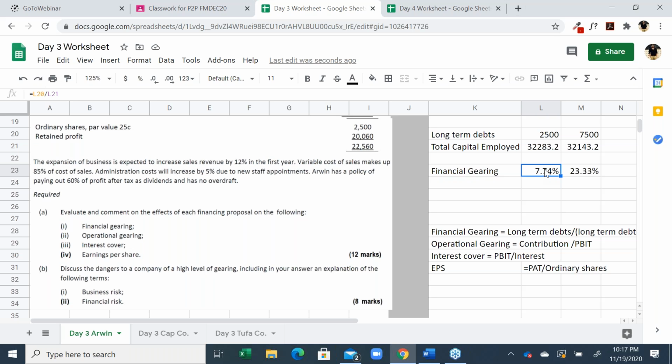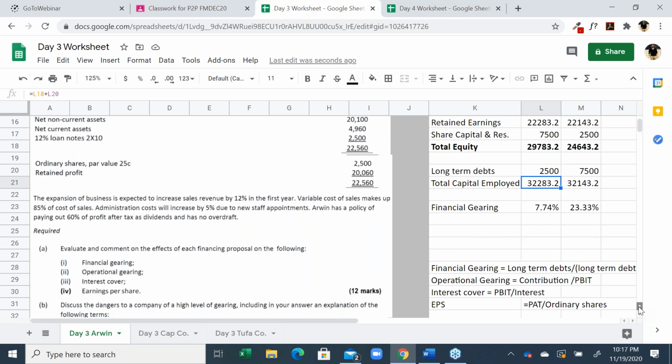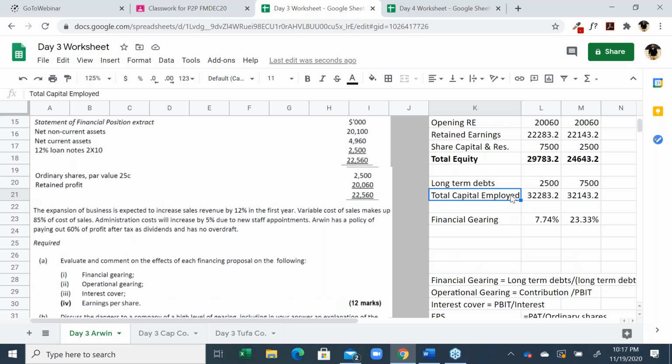I haven't calculated return on capital employed. That's capital employed, not return on capital employed, and it is equal to total equity plus long-term debts. So the financial gearing of the company in case of equity finance will be 7.74%, and in case of debt finance will be 23.33%.